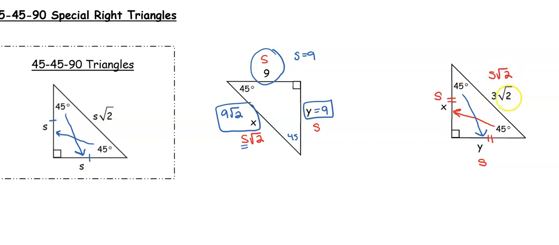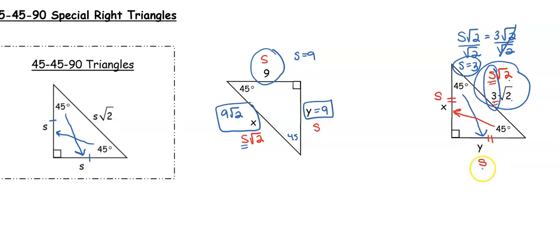So if you see this is S root 2 and this is 3 root 2, I look at the pattern piece I'm given. If S root 2 is equal to 3 root 2, I want to get S by itself, so I divide by root 2. Those root 2's cancel. S is equal to 3. Or again, just look at this. If it's S root 2 and it's 3 root 2, that means that S must be equal to 3.